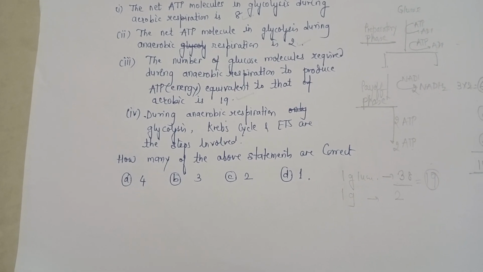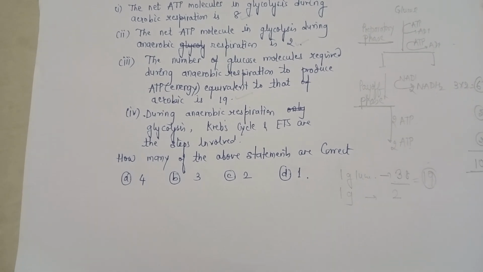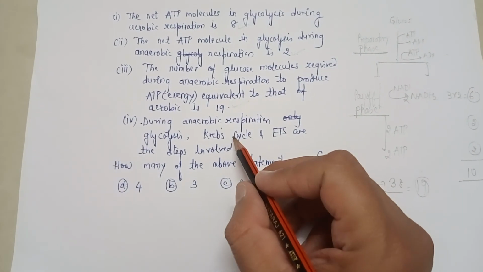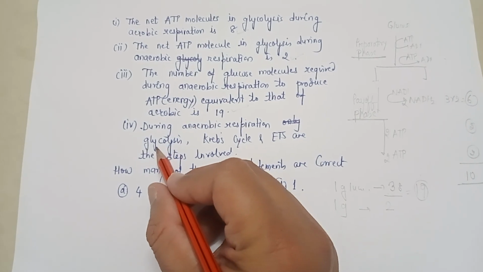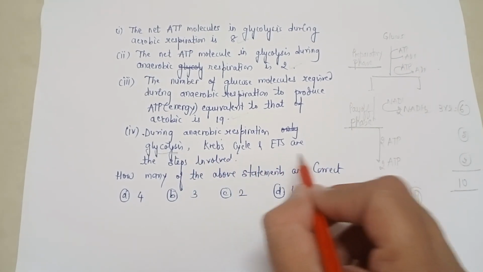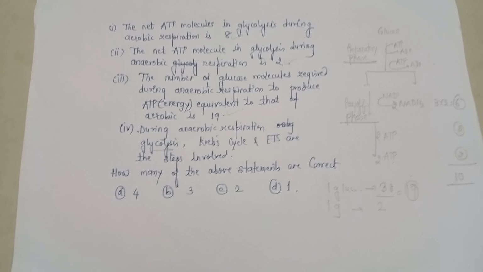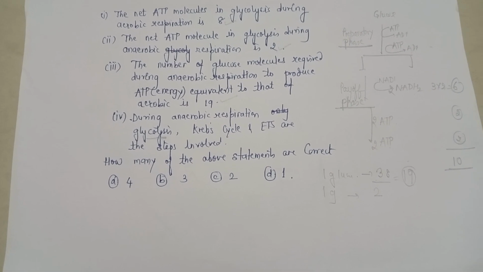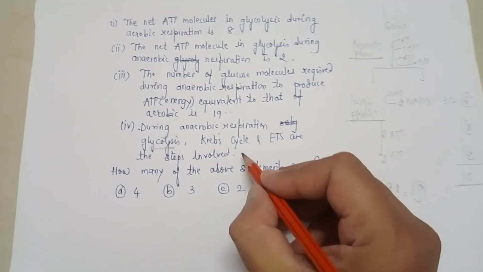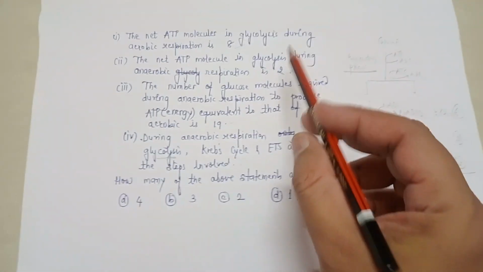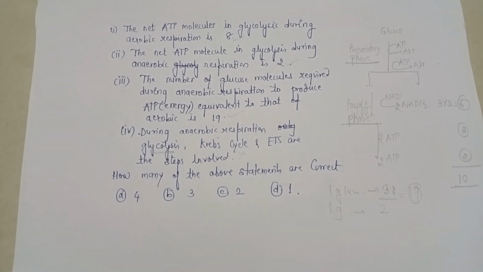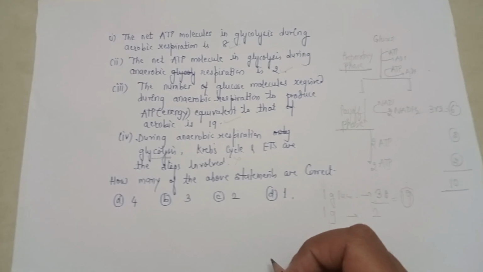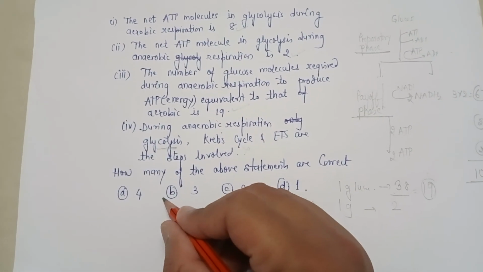Now the last statement: during anaerobic respiration, glycolysis, Krebs cycle, and ETS are the steps involved. During anaerobic respiration, the only step involved is glycolysis, whereas all these steps are involved during the aerobic process. In the anaerobic process only a single step is involved. So this statement is a wrong statement. So out of these 4 given statements, 3 are correct and 1 is incorrect. So the correct answer in this case is B.